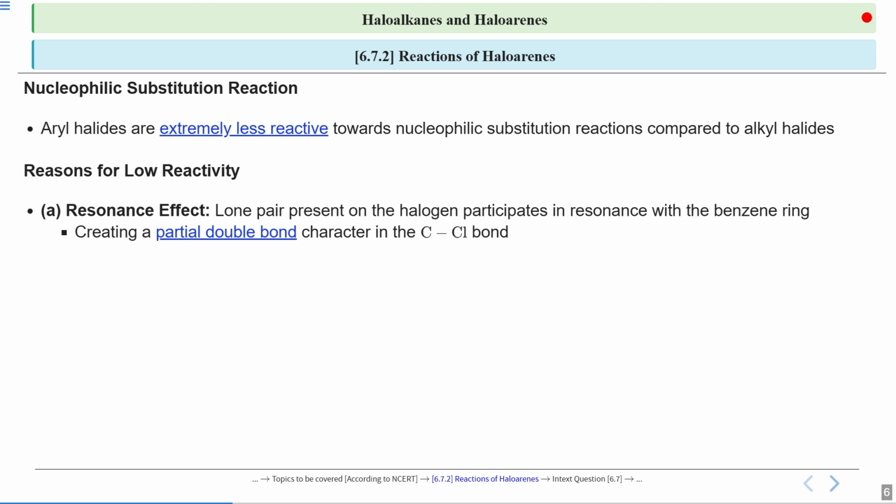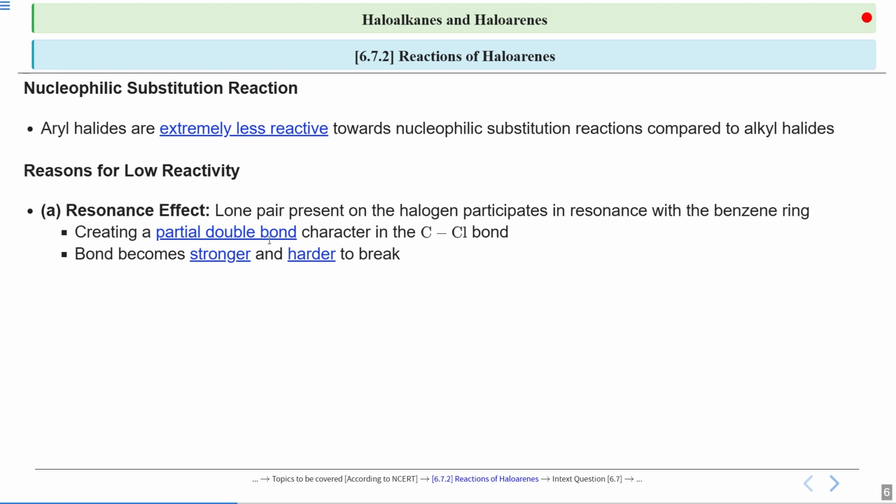We will see an example of chlorobenzene, which is why we are mentioning that the carbon chlorine bond has partial double bond character. Why? Due to the resonance effect, the lone pair of chlorine participates in resonance with the benzene ring, so partial double bond character arises in the carbon chlorine bond. As you know, a double bond is stronger than a single bond.